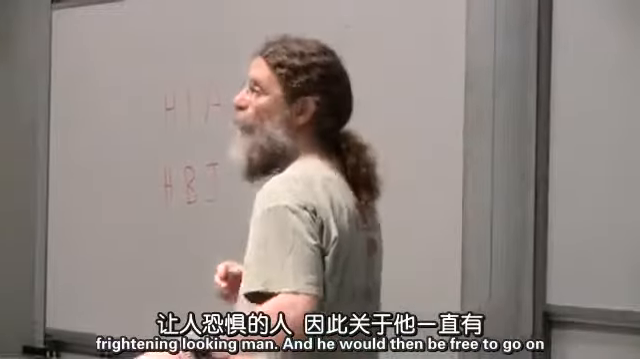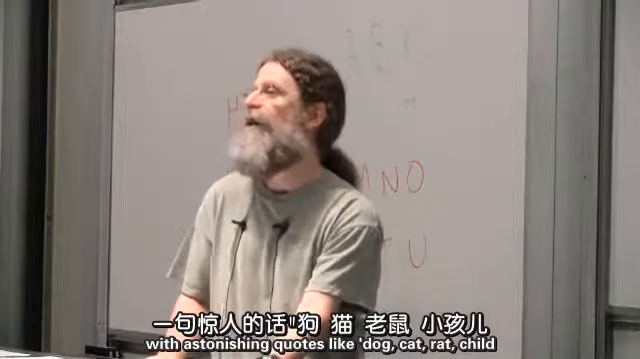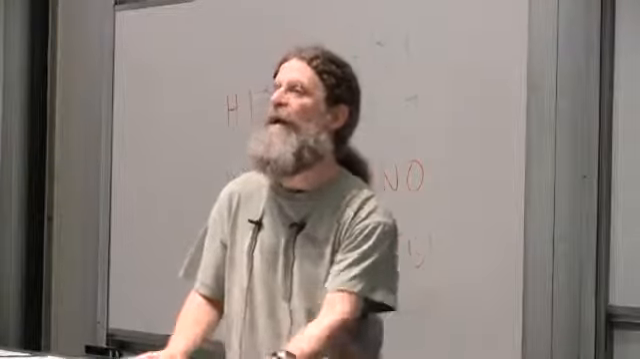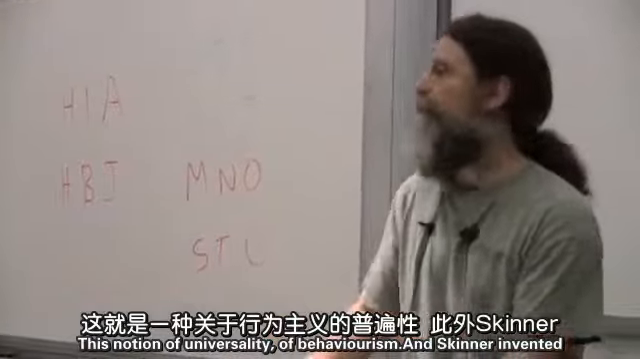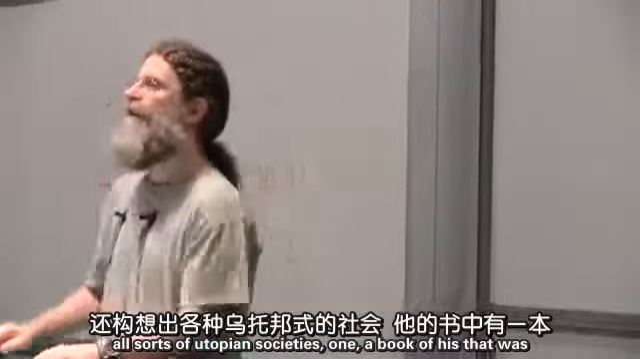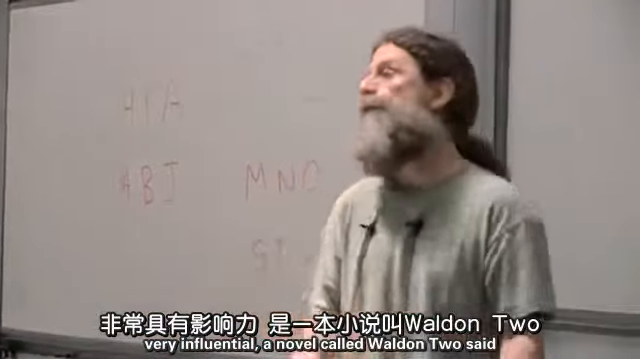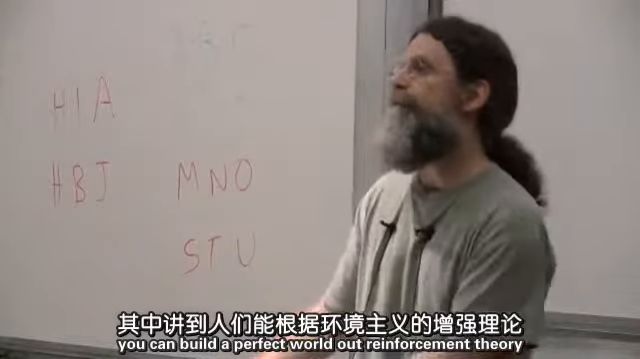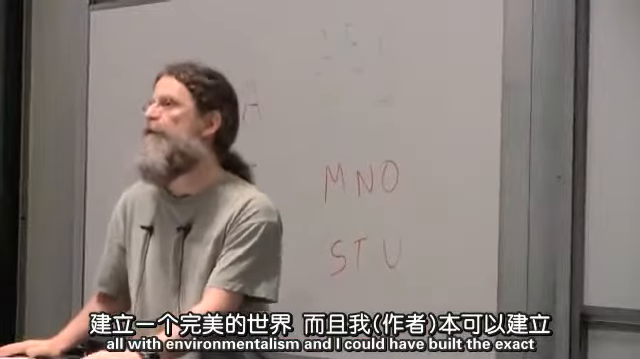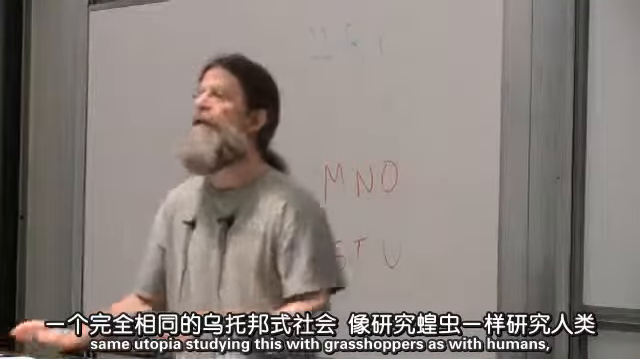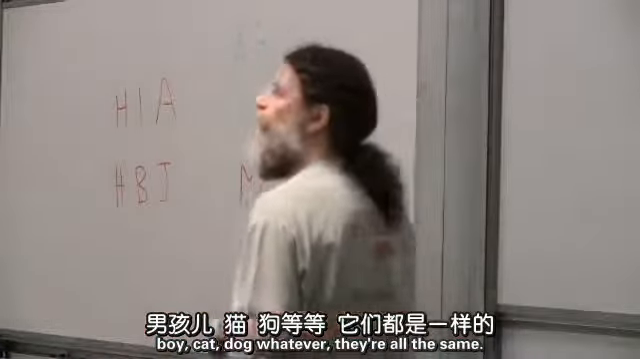And he would then be free to go on with astonishing quotes like, dog, cat, rat, child, doesn't matter, it's all the same. This notion of universality of behaviorism. And Skinner invented all sorts of utopian societies. A book of his that was very influential, a novel called Walden 2. You can build a perfect world out of reinforcement theory, all with environmentalism, and I could have built the exact same utopia studying this with grasshoppers as with humans. Boy, cat, dog, rat, whatever, they're all the same.